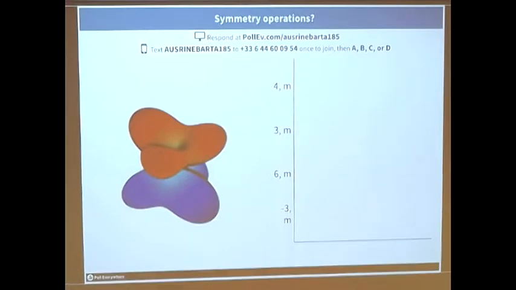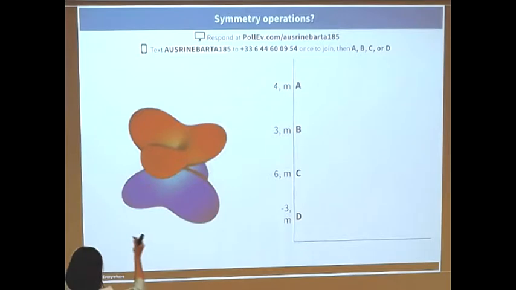Okay, it works. Okay, so let's practice. Please tell me which symmetry operations this object has. Has 4 axis, 4m, 3m, 6m, or -3. -3 is 3 with a bar, it means rotor inversion.